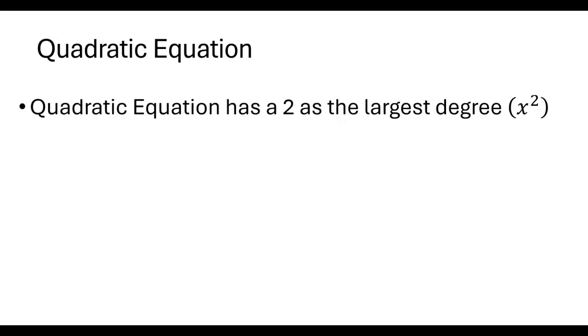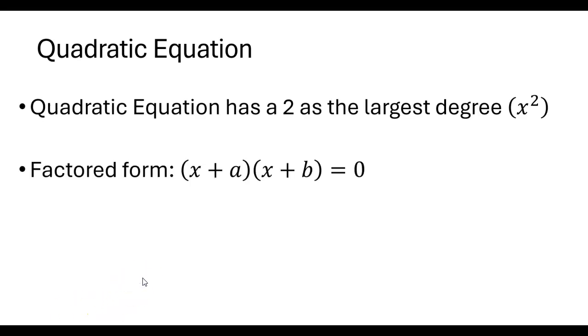Now, a quadratic equation has a 2 as the largest degree, meaning we're going to have an x squared or a y squared. Some variable is going to be squared, and that's how you know it's quadratic. In factored form, generally, we're going to have two terms multiplied by each other. Now, we generally think of this as being a binomial times a binomial. It could just be the variable x times a binomial. It doesn't matter. Two things multiplied together tells us we're going to be in factored form.